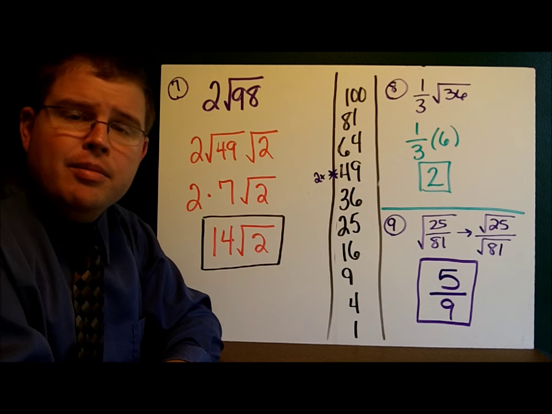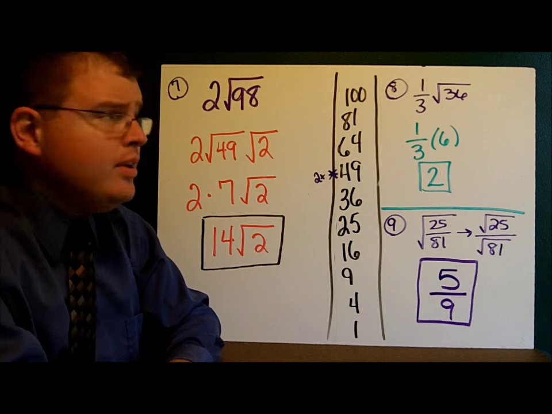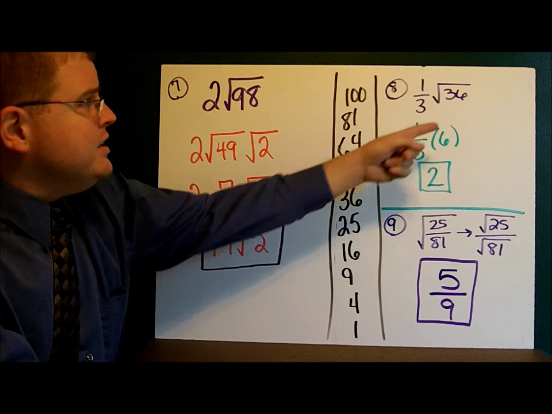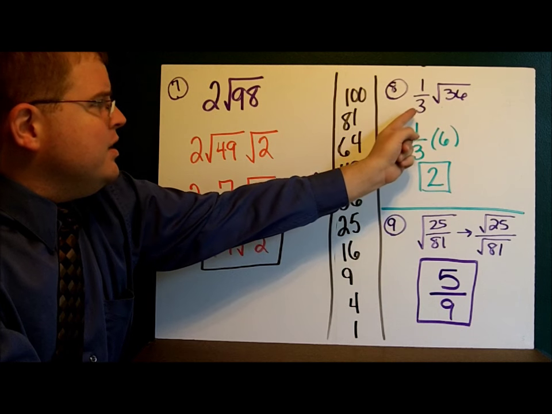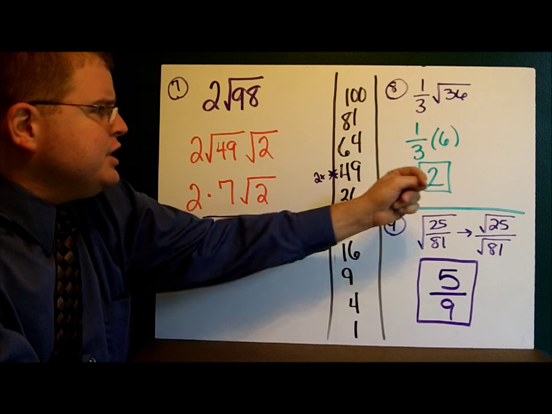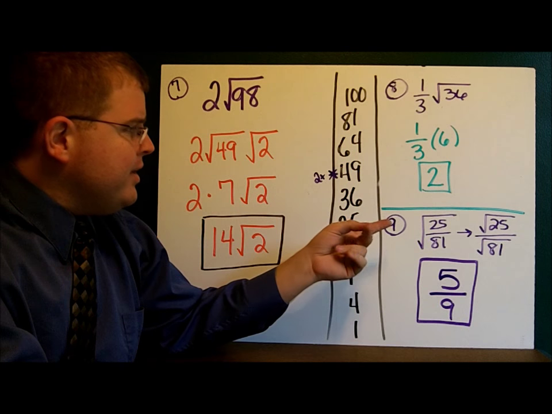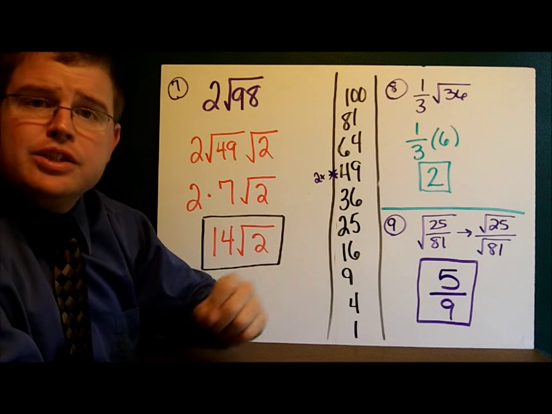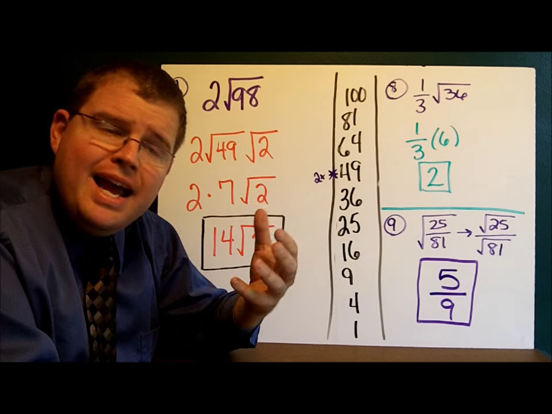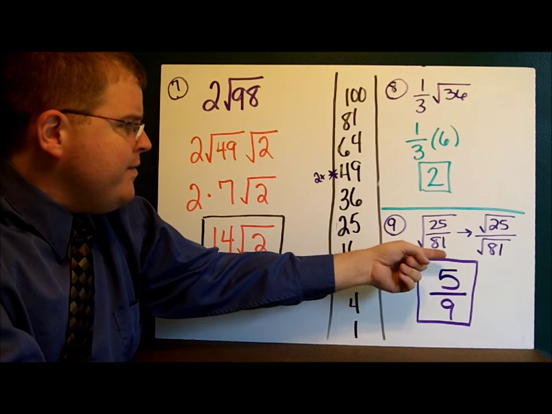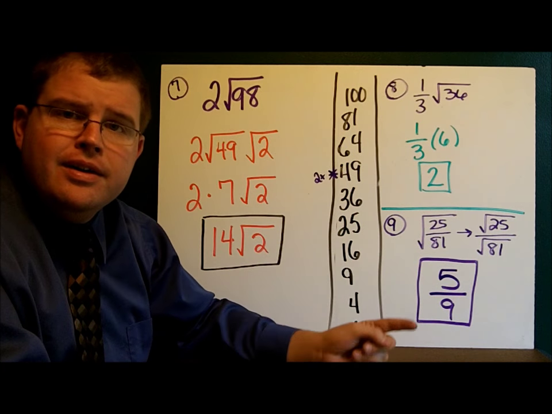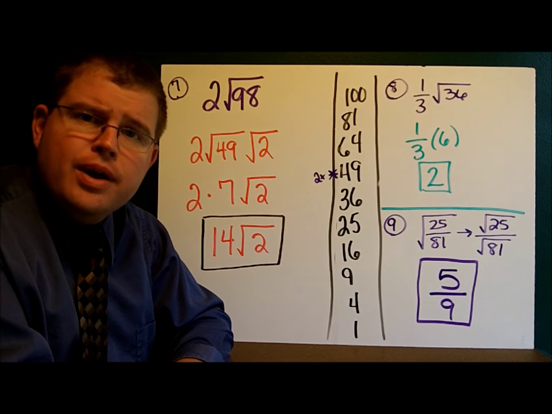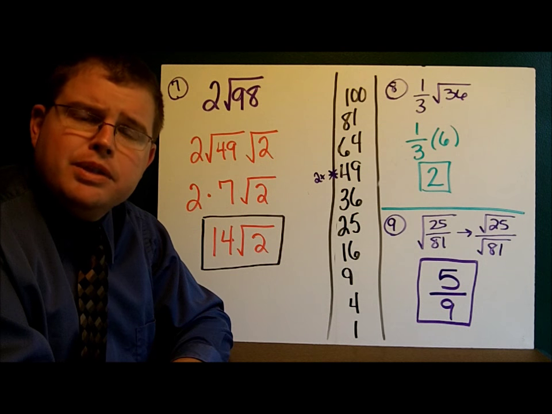Finally, number 8 and number 9, those are actually very simple. Square root of 36, well, that's on our list. Square root of 36 is 6. 1/3 of 6 is 2. Number 9, here's the trick to number 9. If you have a fraction inside a square root, you can actually just break it in half. Square root of 25, square root of 81. That's 5 over 9. And that's how you can simplify square roots to write something in simplest radical form.